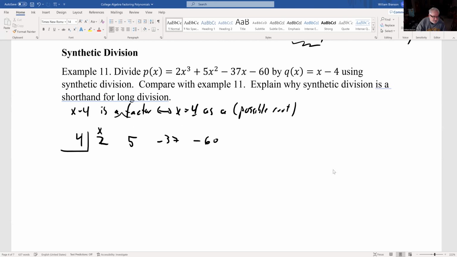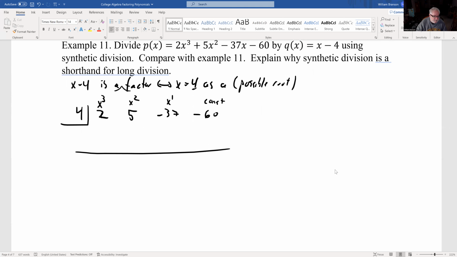I'm going to say that this is my x cubed column, my x squared column, my x to the first column, and my constant column. And then I'll put a line down here. How does synthetic division work? Well, we start with this number, the 2, and we just bring it down. Then we take 2 times 4 is 8, and we add, 8 plus 5 is 13. 4 times 13 is 52, and we add, and that gives me 15. 4 times 15 is 60, and we add, and we get 0.